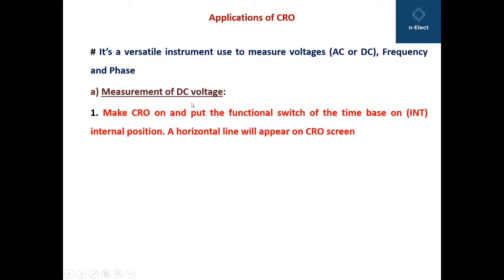While measuring the DC voltage with the help of CRO, some pre-adjustments are to be done on the panel of the CRO, and these adjustments are like this. Make CRO on and put the functional switch of the time base on internal position. A horizontal line will appear on the screen.